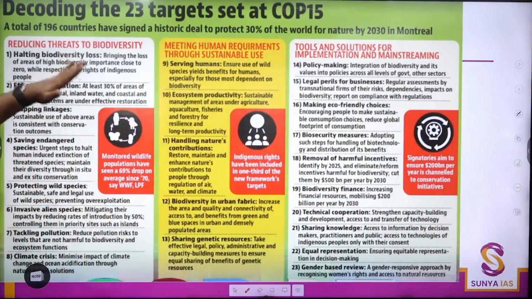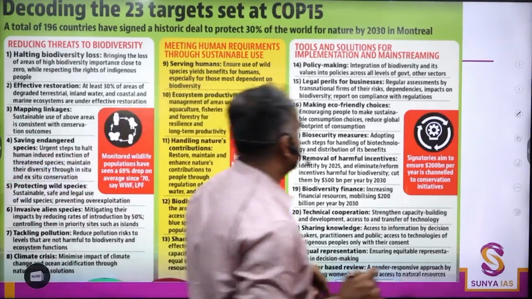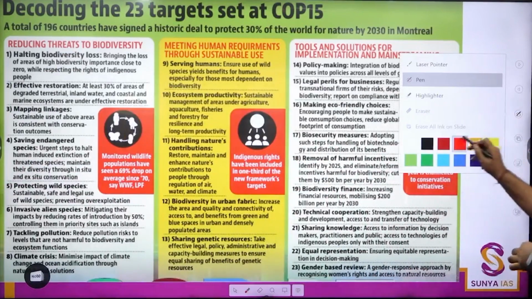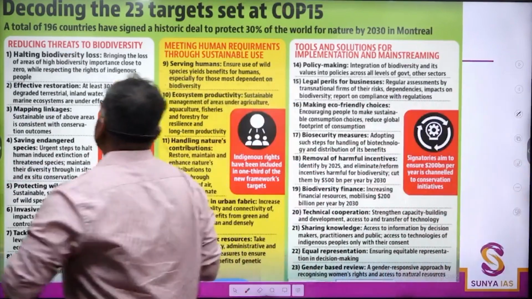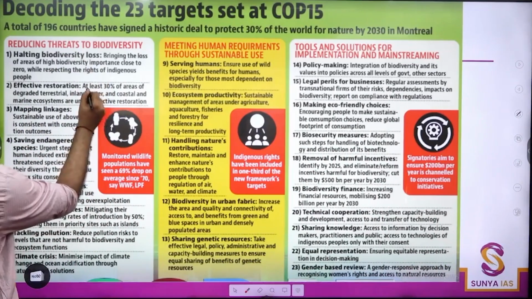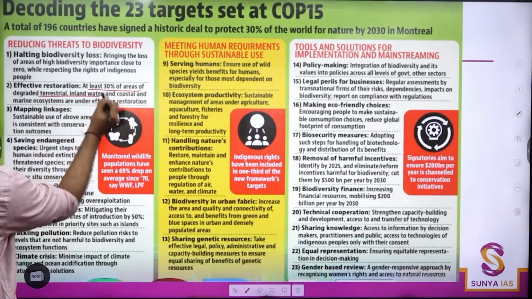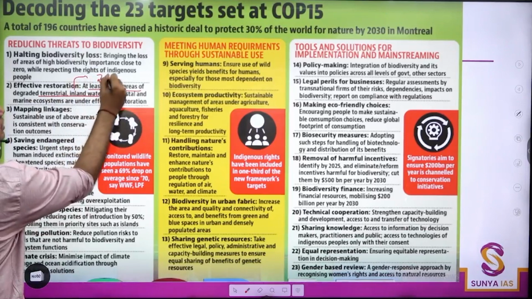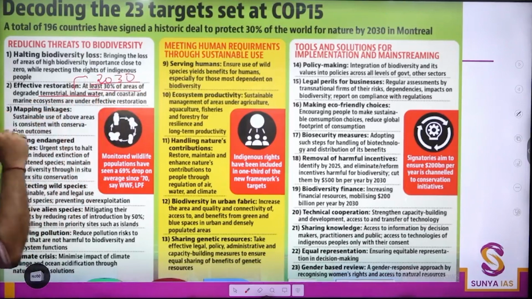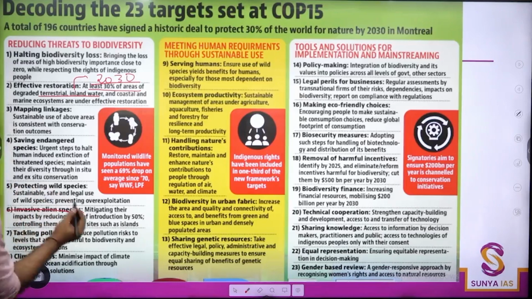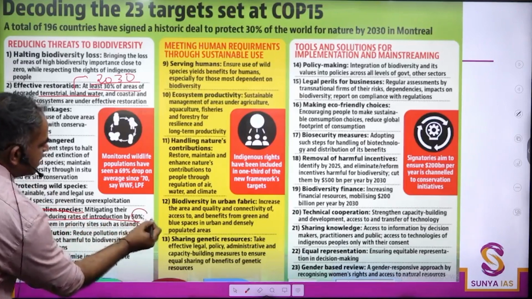But out of these 23, I'll tell you which are the ones more important for you, which will either have a fact. Out of this, one is 30% of land, water, etc. to be saved by 2030. This is the 30 by 30 target. Number one. Second, invasive alien species. Reduce them by 50%.